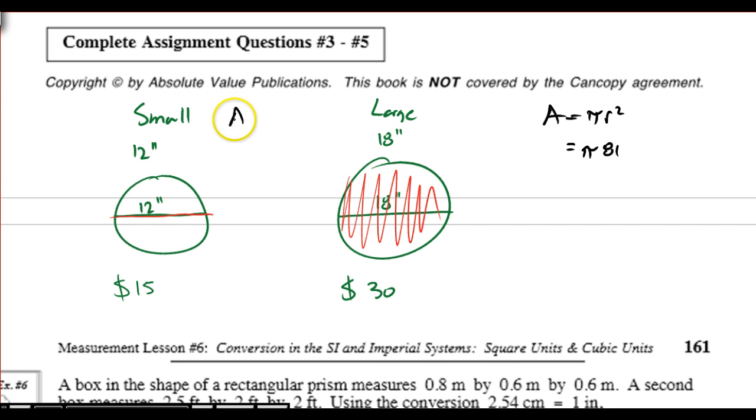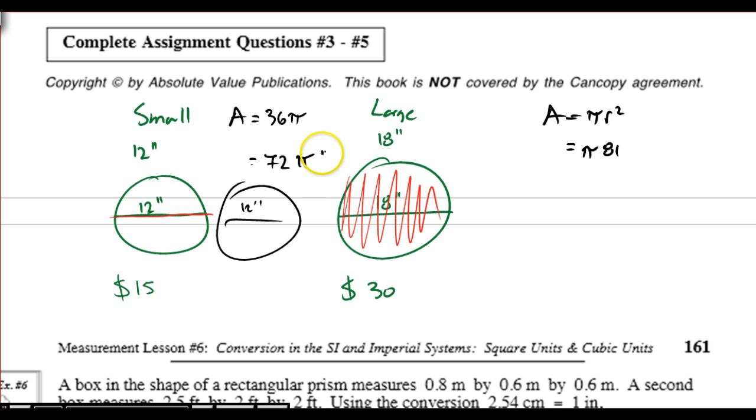And the small pizza, I'll do it over here. The radius is 6, so 6 squared is 36 pi. I don't need to worry about the pi because it's the same in both. Again, I'm going to double this because I have two small pizzas, and that gives me 72 pi. And again, that's going to be inches squared.